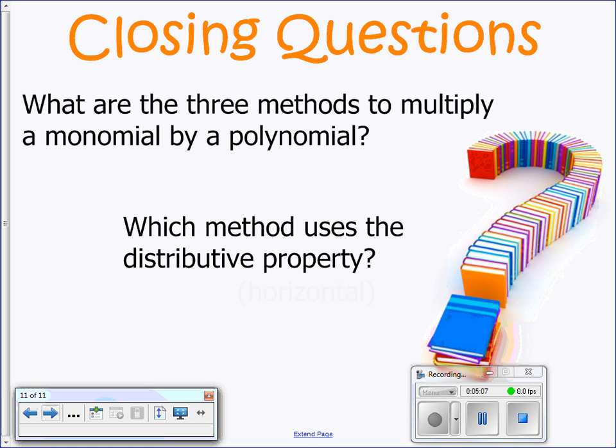What are the three methods to multiply a monomial by a polynomial? So we got the horizontal, the vertical, and the box. Which method uses the distributive property? That's the horizontal.